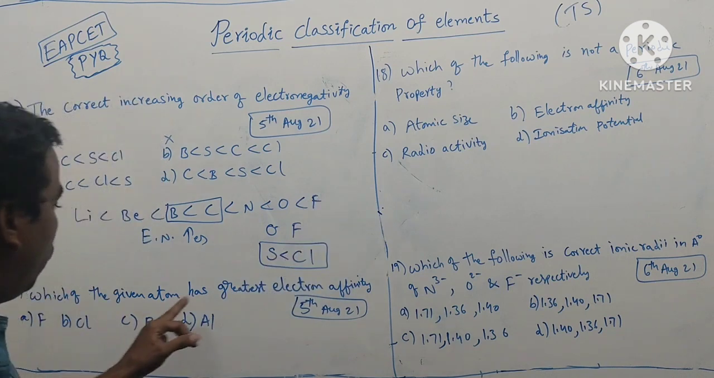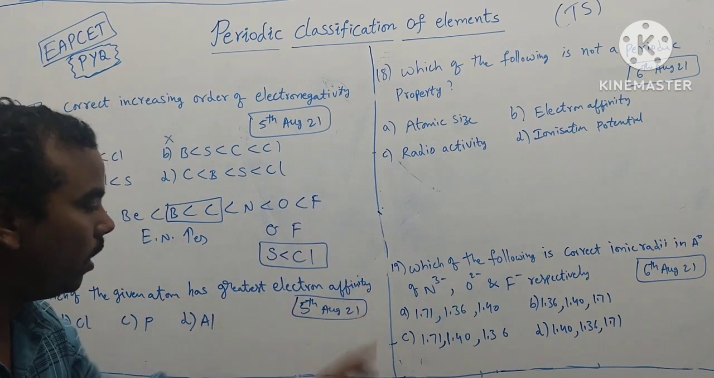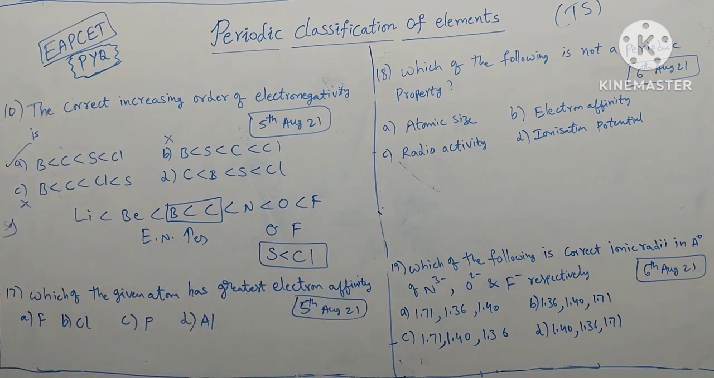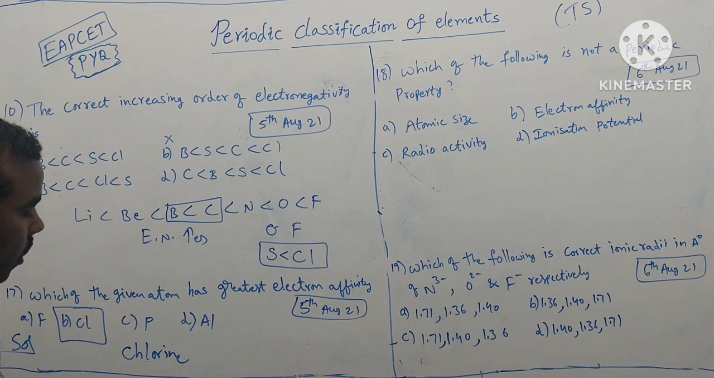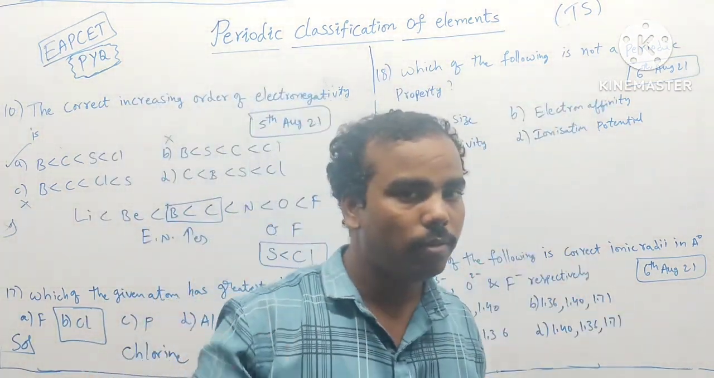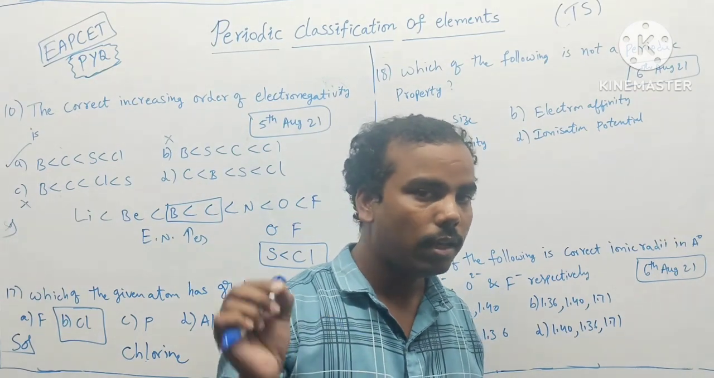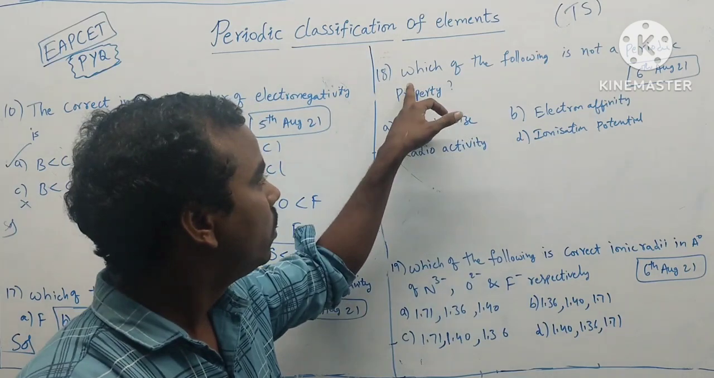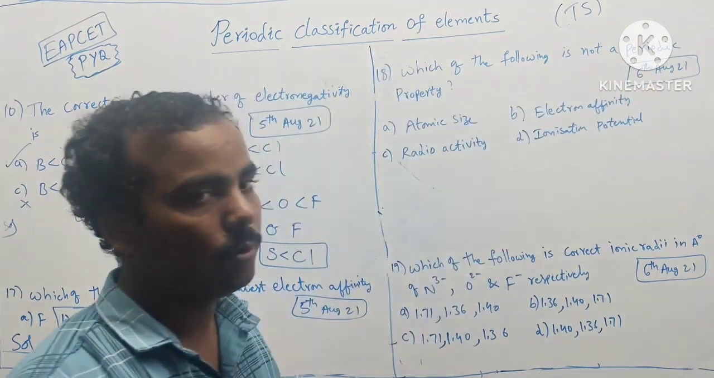Next, which of the given atoms has the greatest electron affinity? In the total periodic table, chlorine is the highest electron affinity element. Next, which is the highest electronegative element? Fluorine. Highest electron affinity element? Chlorine.